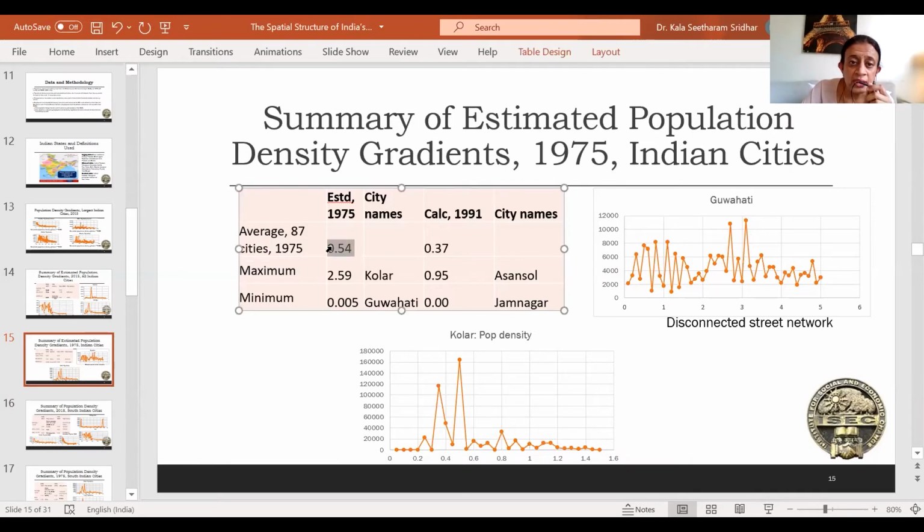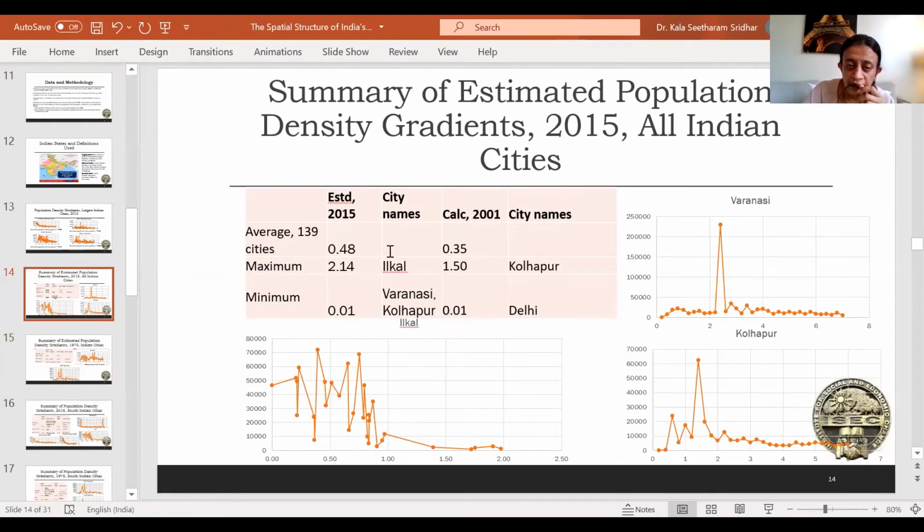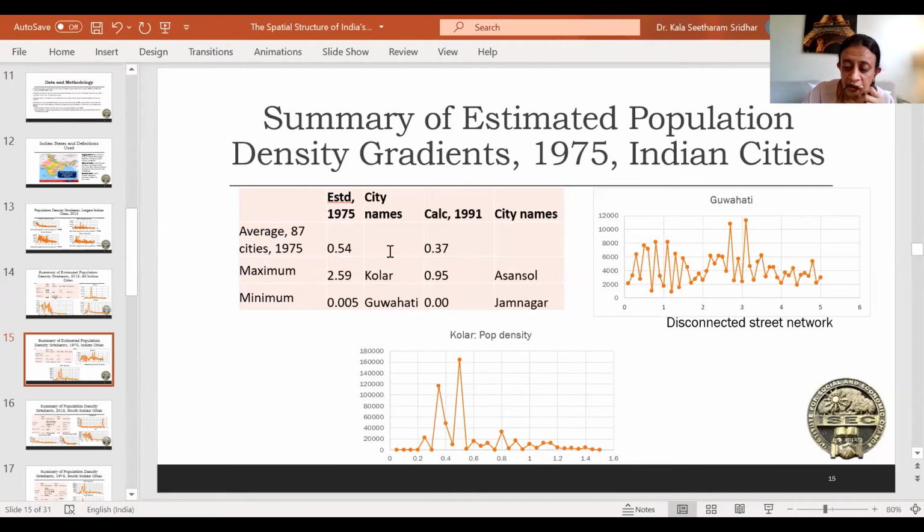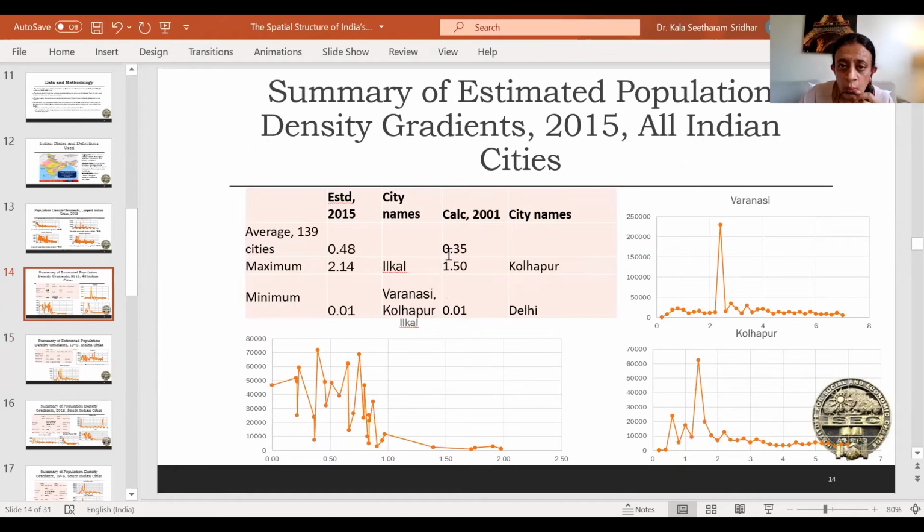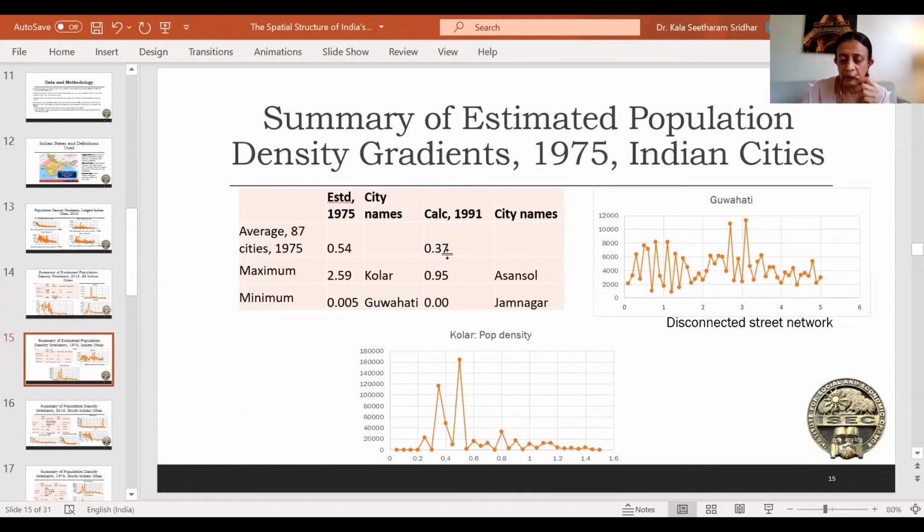Now, what happened in 1975 to the population density gradient for all Indian cities? The estimated one for all Indian cities is 0.54, right? Whereas for 2015, it's 0.48, which means Indian cities suburbanized from 1975 to 2015. And when you see the calculated density gradient for 1991 and compare it with the calculated one for 2001, obviously there was some suburbanization also, because it went from 0.37 to 0.35. So that also indicates suburbanization.